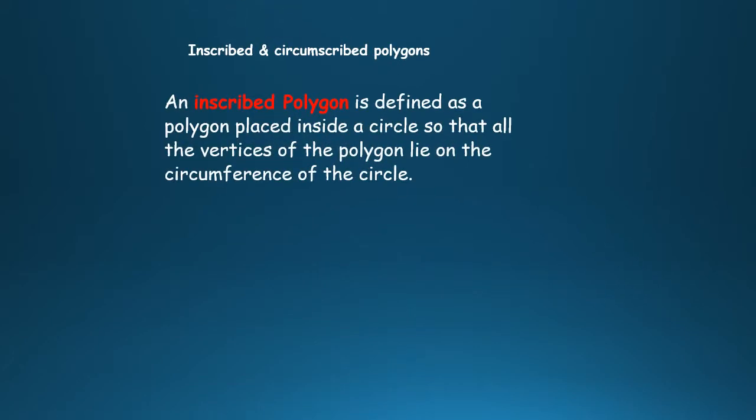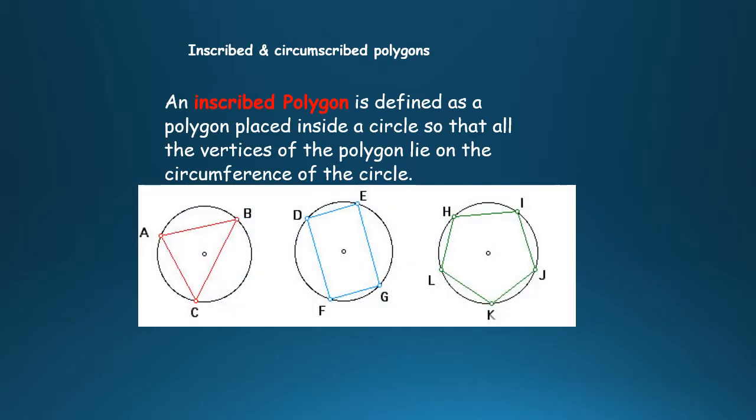This is geometry lesson number 9. We're going to be studying inscribed and circumscribed polygons. An inscribed polygon is a polygon placed inside a circle so that all the vertices of the polygon lie on the circumference of the circle.